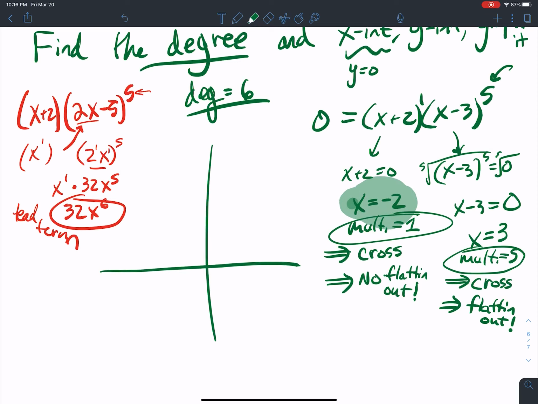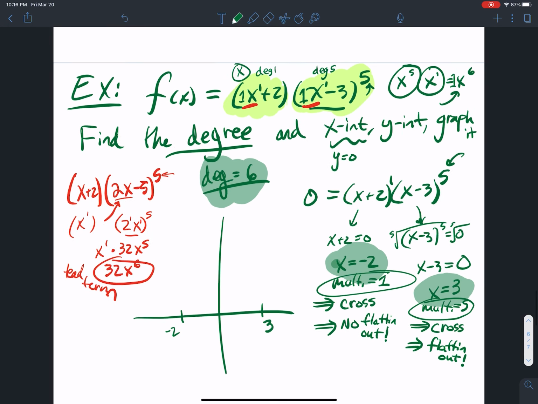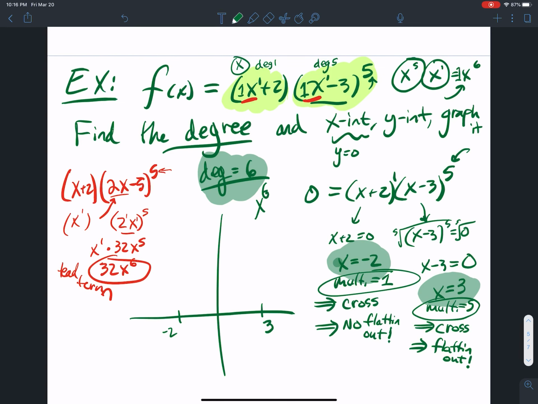Well, if I cross at negative 2 and 3, I know I'm going to cross at negative 2 and I'm going to cross at 3. Okay? What did we say? The degree was 6. So it was x to the 6. So it's even, so both ends agree, and it's a positive in front, so they're both going to positive infinity.